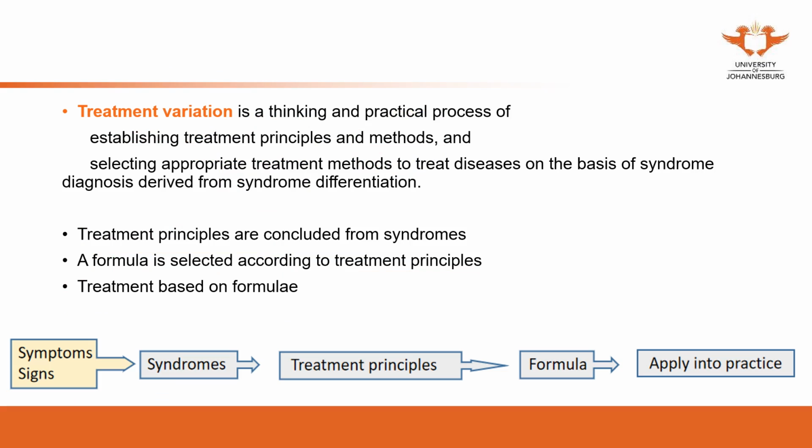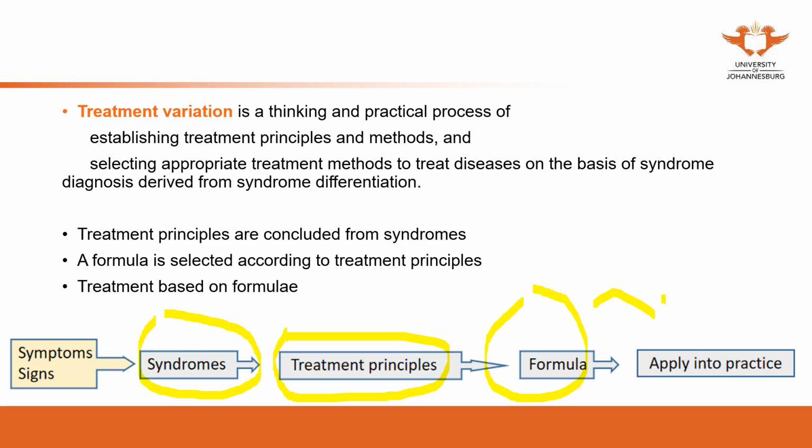For example, previously we talked about the headache or the common flu due to wind cold. So the wind cold is the syndrome. For the treatment principle with the wind cold, we're going to focus on dispelling or dispersing the wind and relieving the cold. So these are the principles. And then for this principle, we can choose different formulas, and then we apply to the patient. So that's the treatment variation.